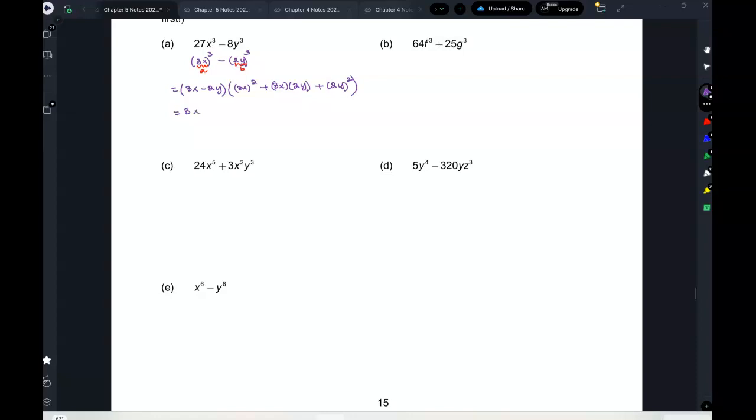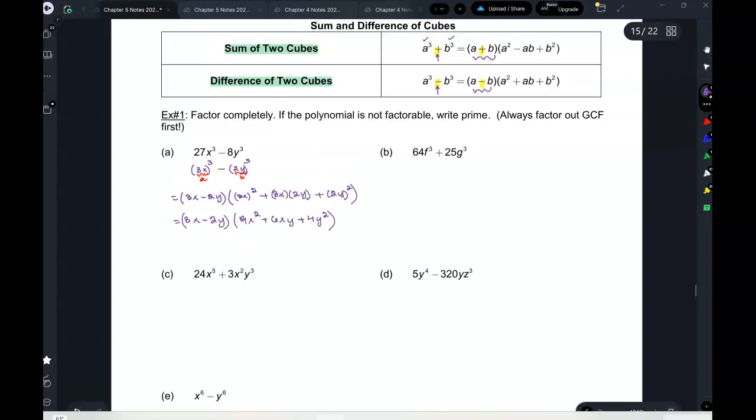So this is 3x minus 2y, 9x squared plus 6xy plus 4y squared. All right? Questions? Okay, and so you see how it's the same as the pattern. So it's a minus b, and then it's a squared plus ab plus b squared. Okay? All right, let's do another one.